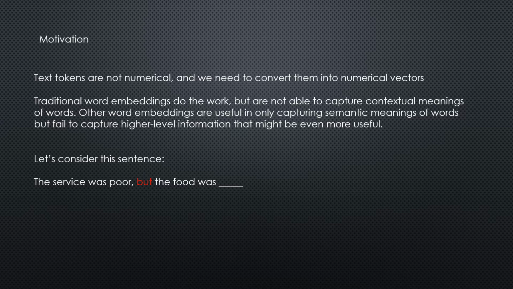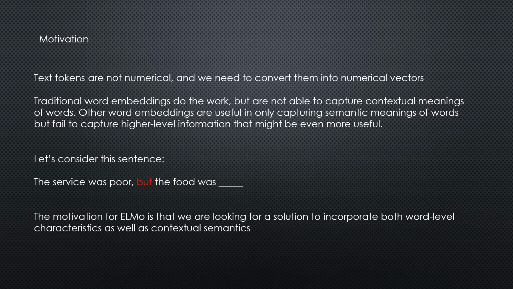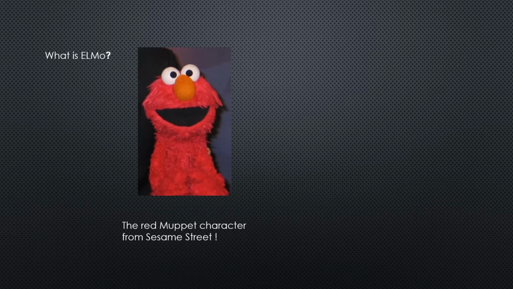So let's consider the example here. The service was poor, but the food was. Here we have a key transition word, but, which indicates the second half of the sentence should have the opposite polarity compared to the first half. So how do we let a computer do the work? The motivation for ELMO is that we're looking for a solution to incorporate both word-level characteristics as well as contextual semantics.